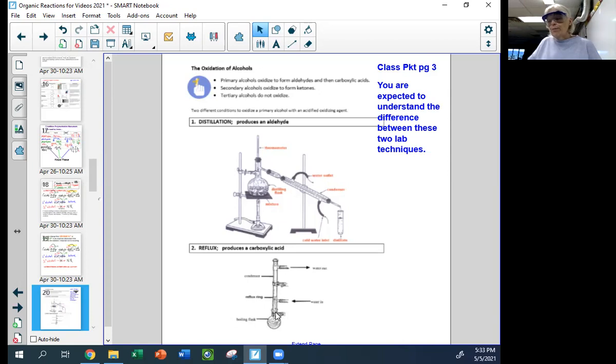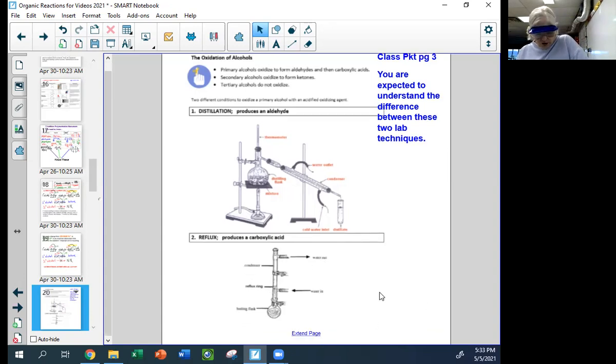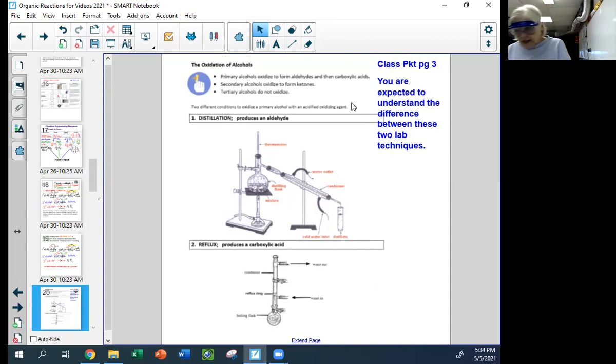So there's a two-step process. You can stop after the first step and oxidize a primary alcohol to just an aldehyde if you distill. However, you can do both steps of the two-step process and take a primary alcohol and oxidize it through its aldehyde into a carboxylic acid if you use the process of refluxing. Please know this distinction. If you're using a secondary alcohol, you don't get an aldehyde or an acid. The process would generate a ketone.